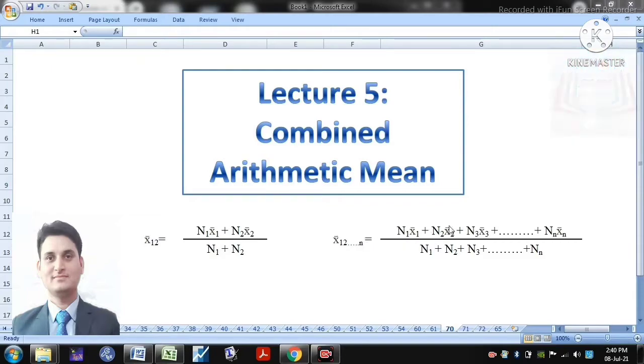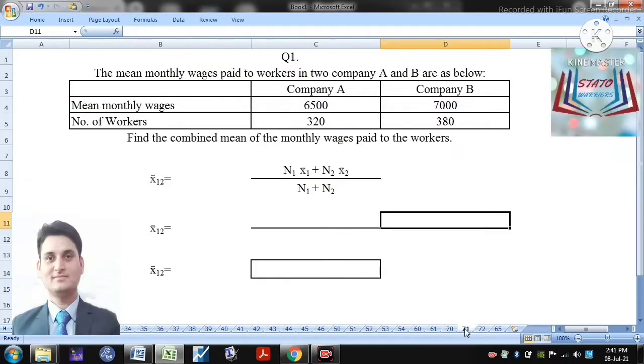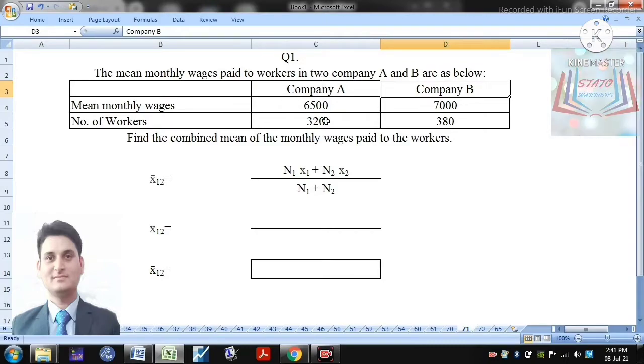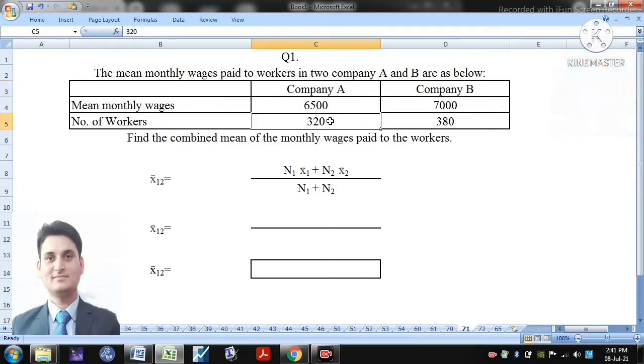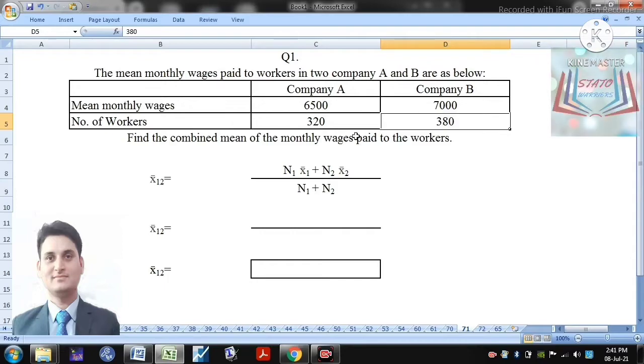So let's do it, let's understand it. If we have a question like this, which says the mean monthly wages paid to workers in two companies A and B are as below. In company A we have 320 workers, meaning the frequency of company A, and in company B we have 380 workers, meaning this 380 is the frequency of the second group. The mean monthly wages paid to the workers in company A is 6,500, and in company B it is 7,000.